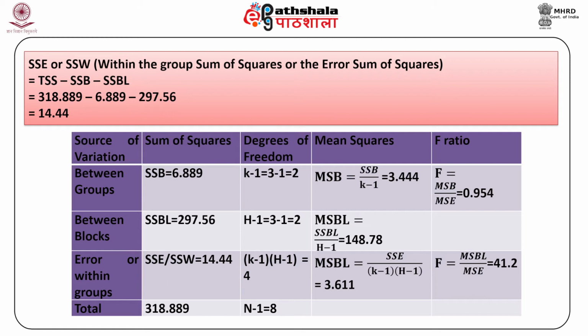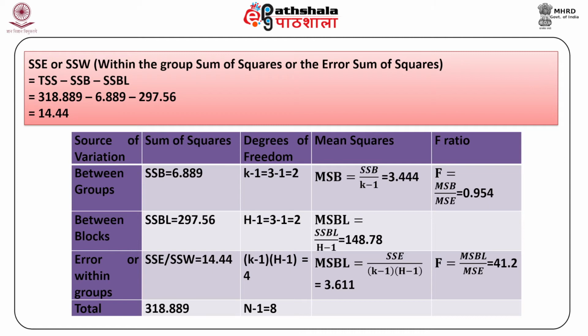For between blocks, the degrees of freedom is h minus 1, which is 3 minus 1, equal to 2. For the error or within groups, the degrees of freedom is k minus 1 into h minus 1, which is 3 minus 1 into 3 minus 1, equal to 4. And for the total sum of the squares, the degrees of freedom is n minus 1, equal to 8.